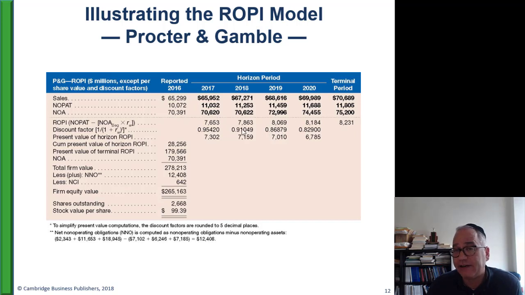Remember, it's got to be the beginning of the year because you've got to earn a return on what you already have. You don't get a return on your ending assets in order to get your ending assets, obviously. So you would use the beginning.